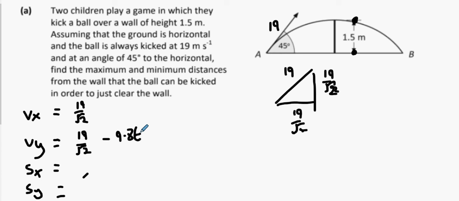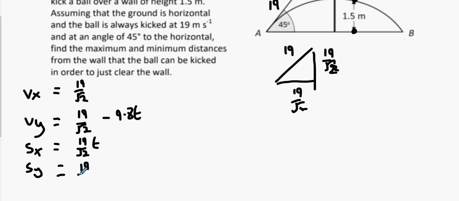And then Sx is 19 over root 2 t, and then Sy is 19 over root 2 t minus a half, so minus 4.9 t squared. So a half a t squared, which is half the acceleration times t squared. Now, we're going to have to start off with the Sy value being 1.5. So the Sy value is 1.5 is what we're dealing with here.